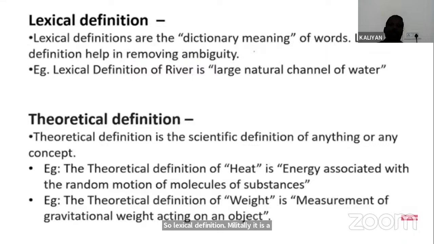And a theoretical definition is the scientific definition of anything or any concept. Like heat: the theoretical definition of heat is the energy associated with the random motion of molecules of the substance. Or the theoretical definition of weight is a measurement of the gravitational force acting on the object. So these are the differences between lexical and theoretical. Lexical is the dictionary meaning. Theoretical definition is the scientific meaning of anything or any concept.